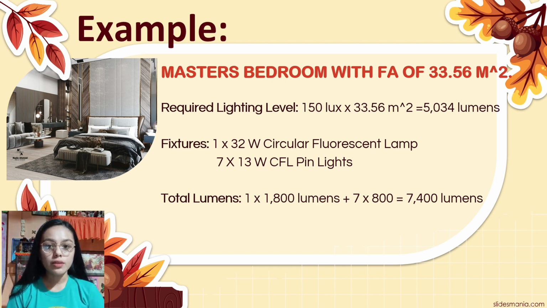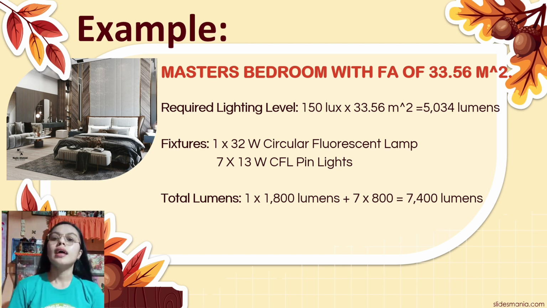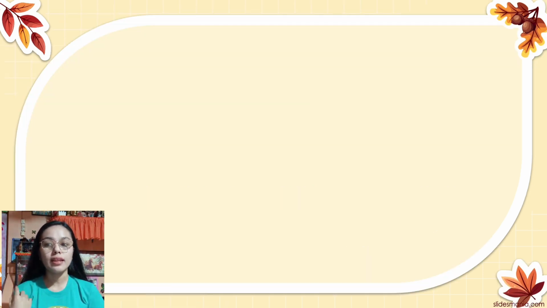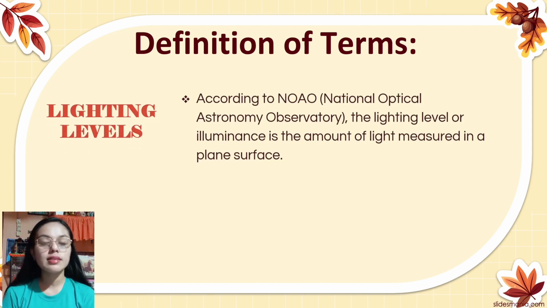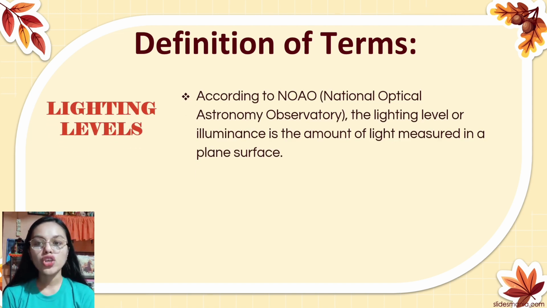But before diving into the step-by-step calculations, let us define some terminologies first, starting with the lighting levels. According to NOAO, the National Optical Astronomy Observatory, the lighting level or illuminance is the amount of light measured on a plane surface. So simply saying, the lighting level, which is measured in lux, depends on how much light a room needs based on its use.